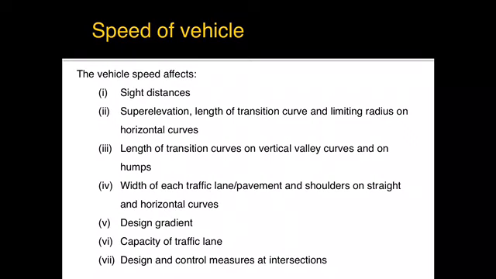Also, in the curves, the superelevation to be provided, the radius of the curve, and the length of the curve will depend upon the speed of the vehicles. Apart from this, the width of the traffic lane, the width of the shoulders, and the gradient, which is nothing but the slope at which you have to lay out the road, also depend on it. The maximum capacity of your traffic lane also depends upon the speed of the vehicle.